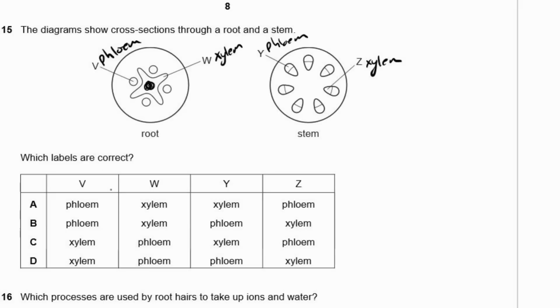So V is the phloem, W is the xylem, Y is the phloem, and Z is the xylem. There we go. The answer is B.